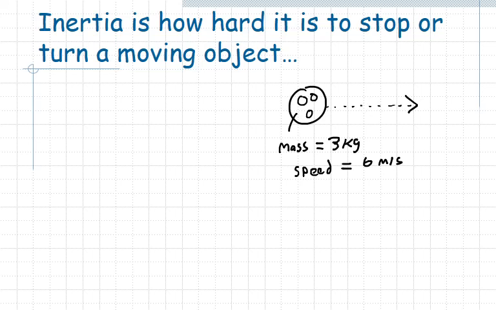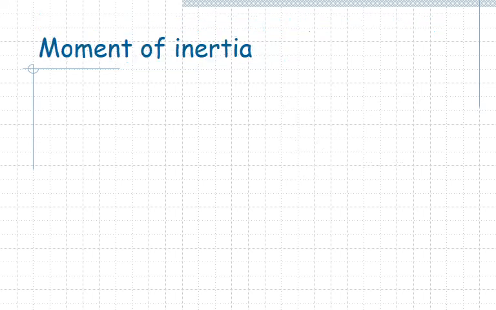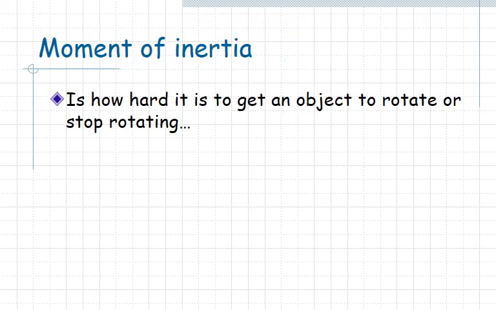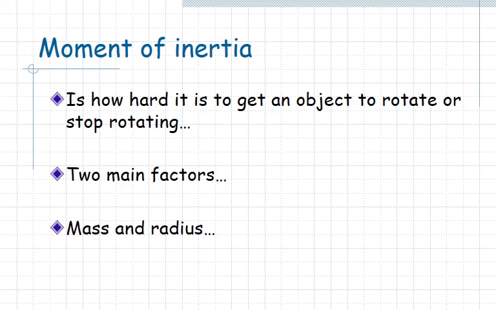So inertia is how hard it is to stop or turn a moving object. And so if we look at this object, we have a 3 kilogram mass. It has a certain radius. There's a couple factors that we look at. And we deal with moment of inertia with that. So it's how hard it is to get an object to rotate or stop rotating. And it's based on two main factors, mass and radius.